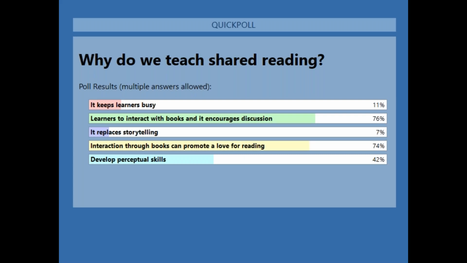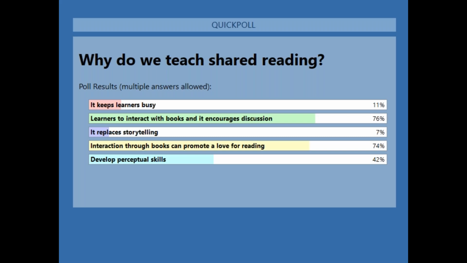Ricky will share the information with you as well. Now, 11% of you said that it keeps the learners busy. Yes, it will keep them busy, but only for a short time. Our intention is for them to have fun and participate in all of that. But the main objective is not actually to keep them busy, but we do keep them busy in the process of doing shared reading. I love that.